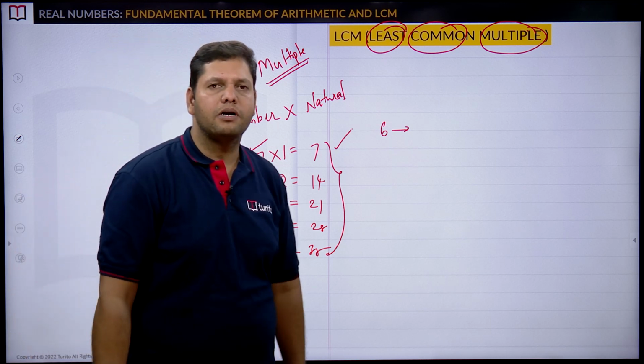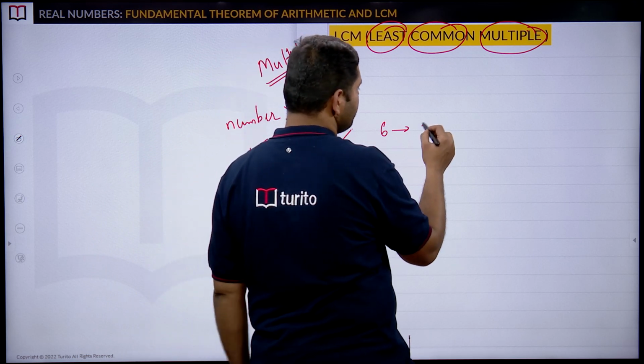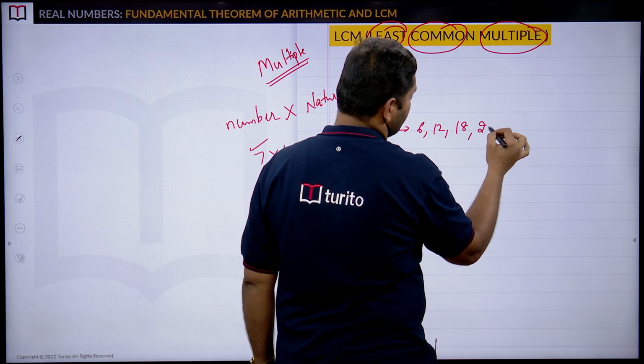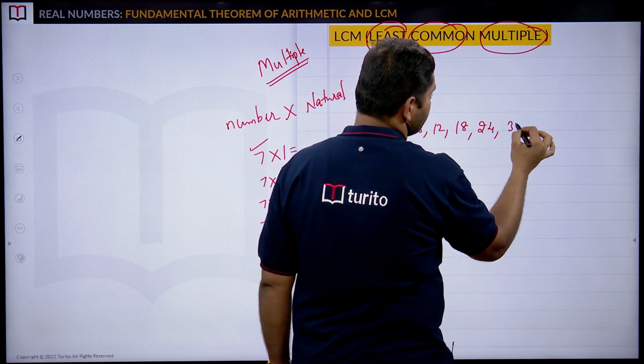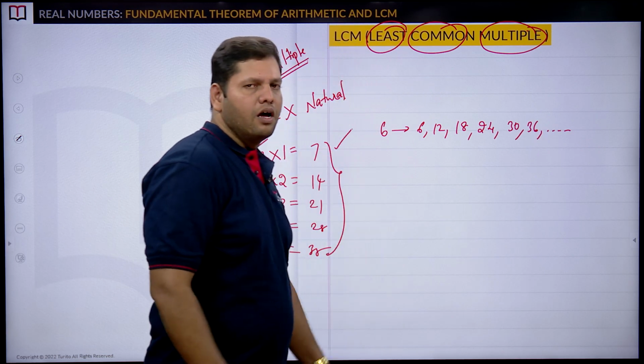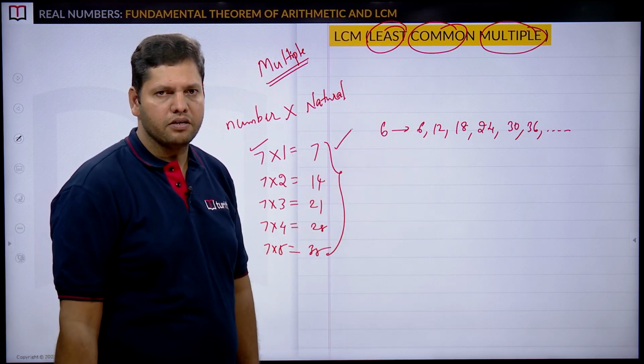Now my question is, can you tell me the multiples of 6? Tell me how we can find the multiples of 6. It's very easy and simple, children. So just write down the table. 6, 12, 18, and this is what? 24, and this is what? 30, and 36, and so on. These are all what? Multiples of 6, isn't it?